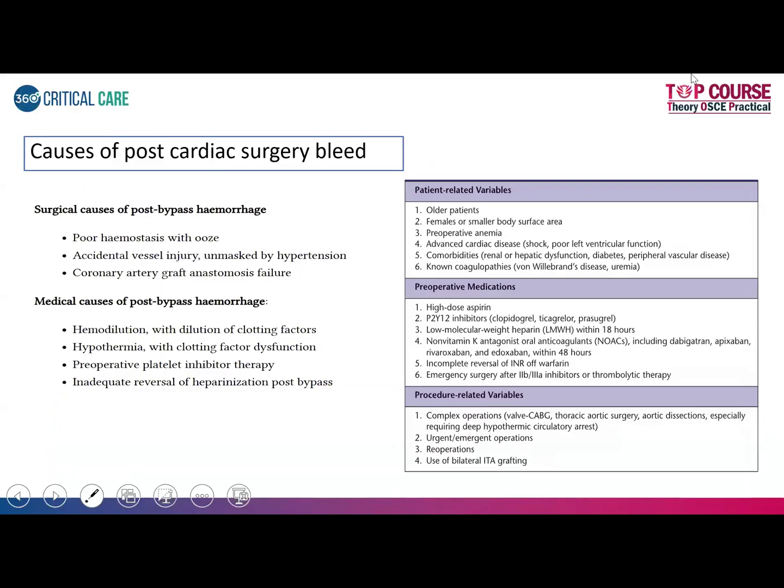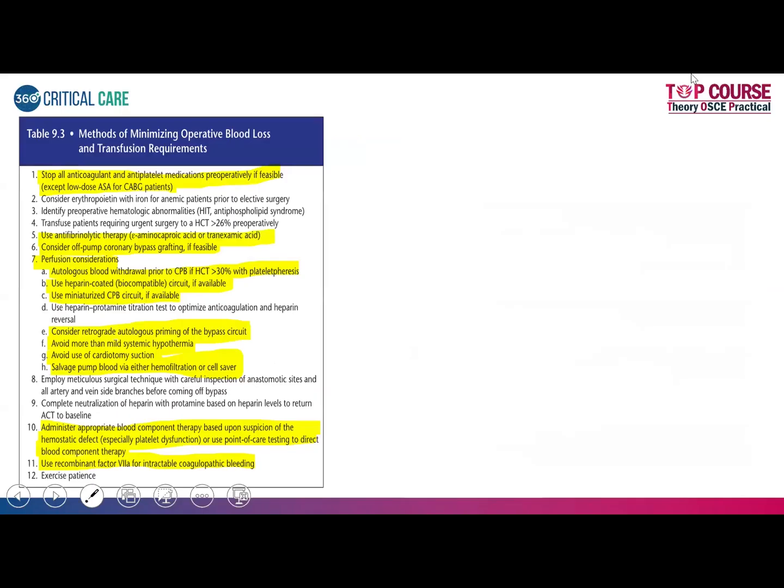So there could be surgical causes, there could be medical causes. Surgical causes: poor hemostasis, any accidental injury, coronary artery graft anastomotic failure. Medical causes of post bypass hemorrhage include hemodilution, hypothermia because of clotting factor dysfunction, preoperative platelet inhibitor therapy, inadequate reversal of heparin. So these are the causes, or you can divide them into patient related variables, preoperative medications, and procedure related variables. So, how to minimize this operative blood loss?